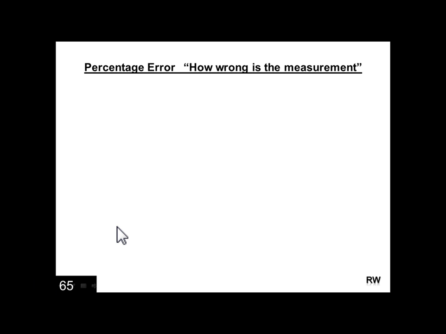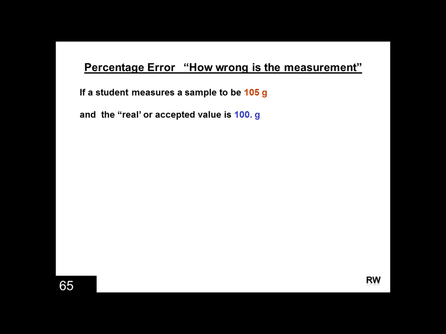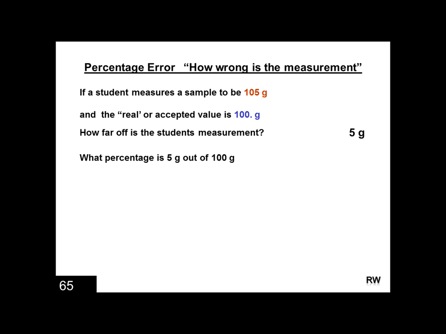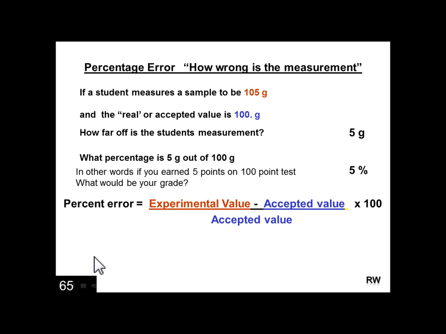Okay, new topic, percentage error. How wrong is a measurement? That's what you're measuring, the error, the percentage of your error. So say a student is measuring a sample in the chem lab and they got it to be 105 grams when the accepted value was 100 grams. So how far off are they? Well, they're 5 grams off, positive 5 grams off. So to calculate their percentage error, it would be 5%. Using this value, the experimental value minus the accepted value divided by the accepted value times 100.